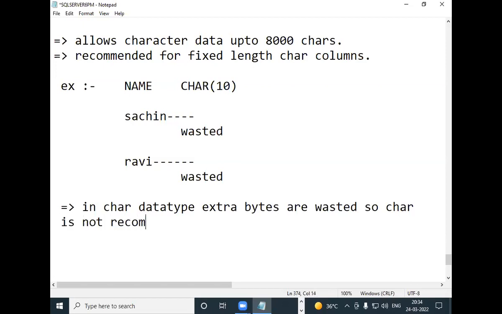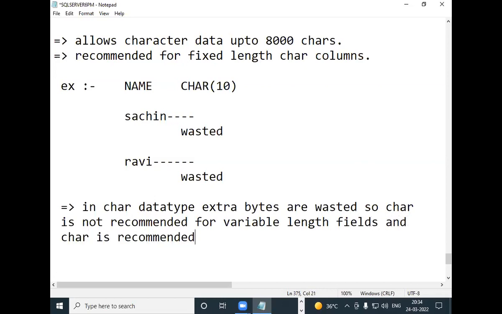So char is not recommended for variable length fields, and char is recommended for fixed length fields. In the char data type, extra bytes are wasted.